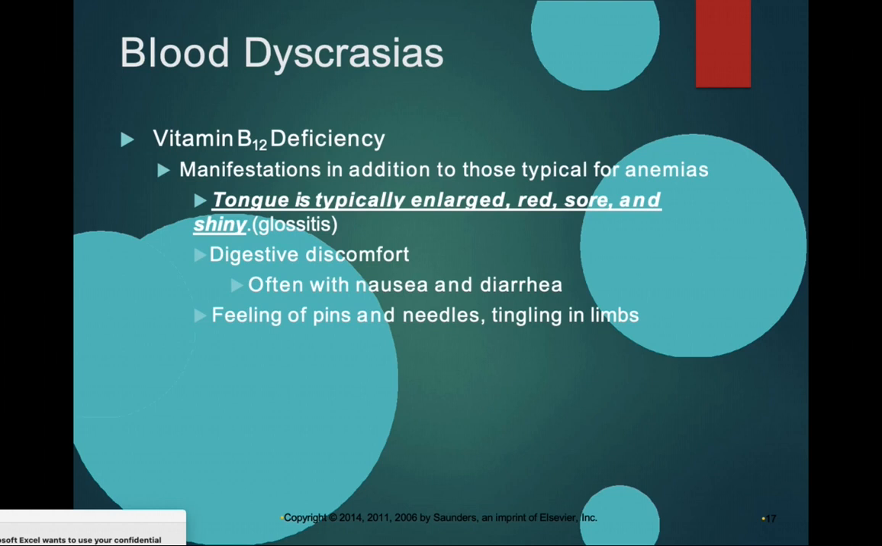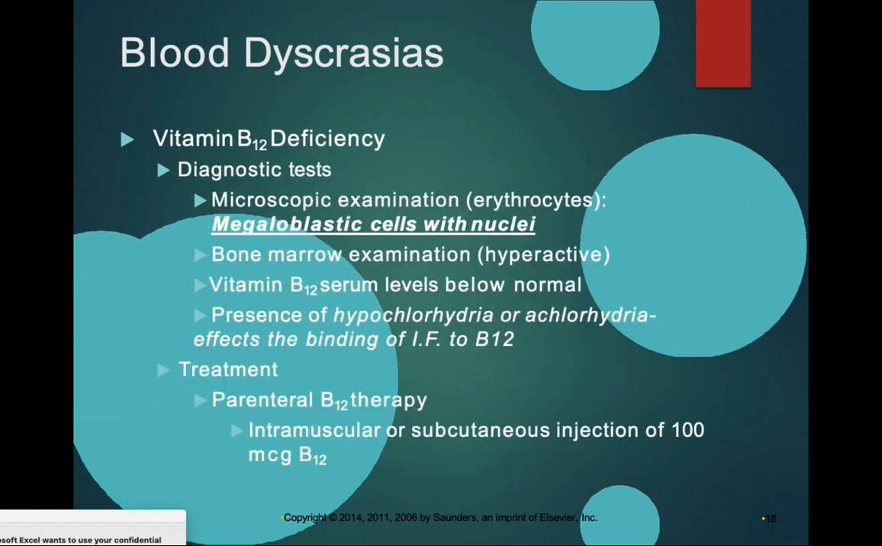With the B12 deficiency, there can be an enlarged tongue that's red, sore, and shiny. They call that glossitis. There's digestive discomfort, oftentimes with nausea and diarrhea, and there could be neurological symptoms where the patient experiences pins and needles, or paresthesia, and tingling into the limbs. The diagnostic test on the microscope: they will see megaloblastic cells, those larger cells, and they'll probably contain nuclei, which they shouldn't. Mature cells are anucleated.